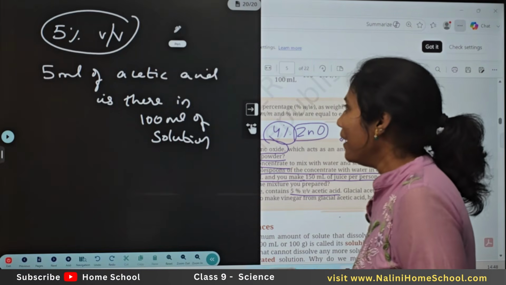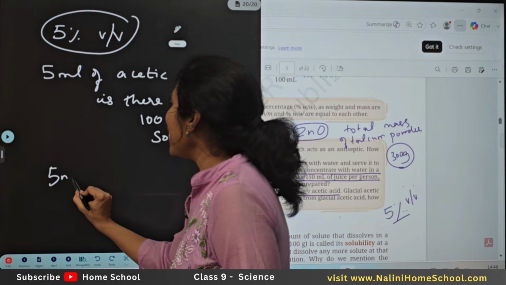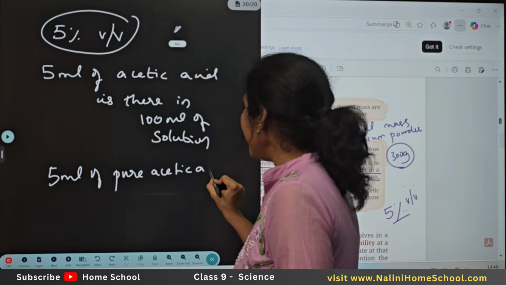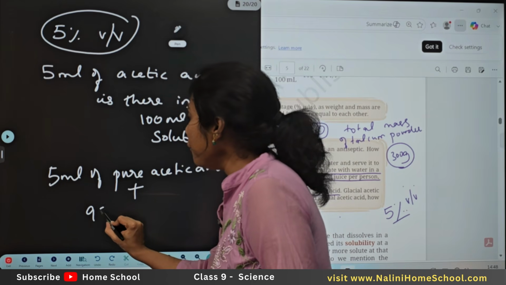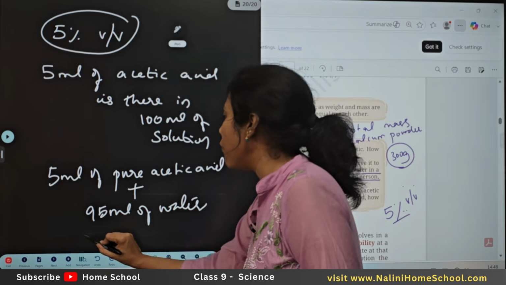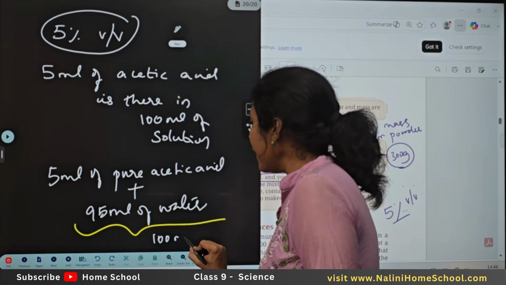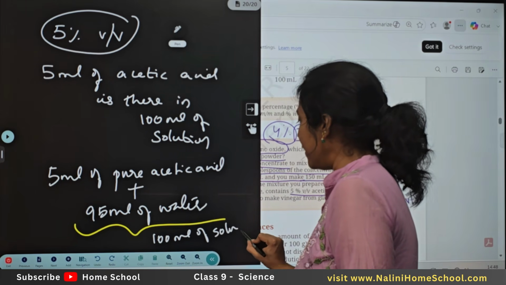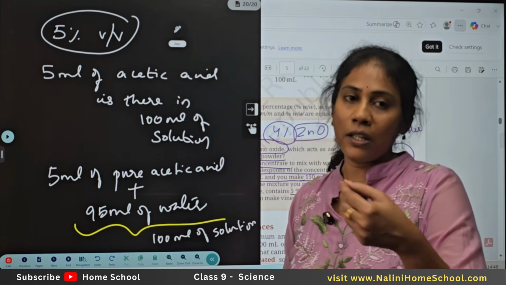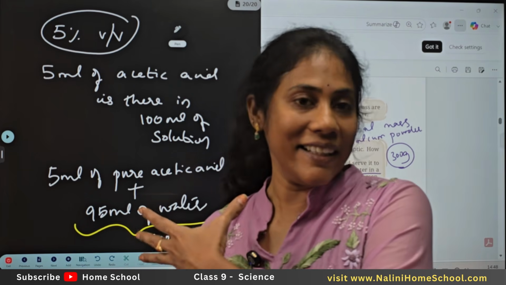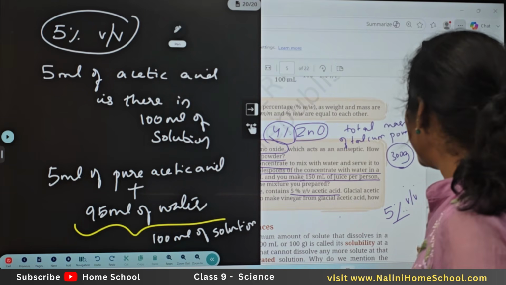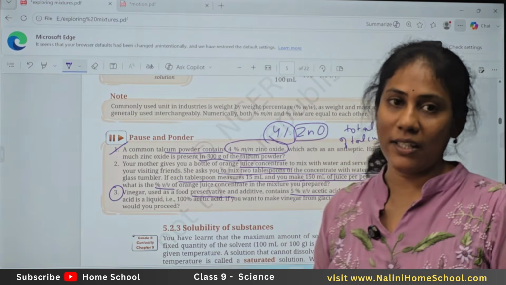So very simple here. Okay, so you are taking 5 ml of pure acetic acid, and you are mixing it with 95 ml of water, isn't it? So when you mix it with 95 ml of water, you are getting 100 ml of solution. That's it. So 5 ml of pure acetic acid you are mixing with 95 ml of water, and that is giving you 100 ml of the solution. Okay, so that is all about the third question, guys.